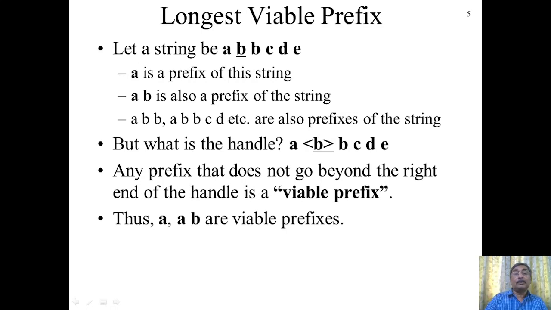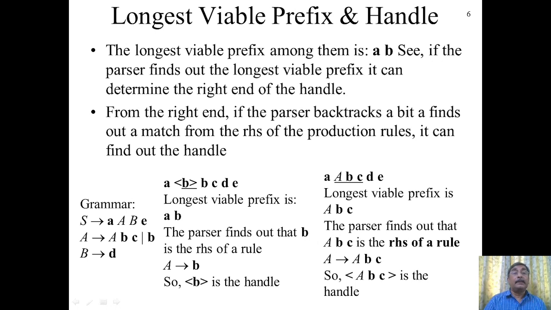So let us look at it in more detail. It's a very interesting slide, and a little stuffed. Please look at it and understand it. In the previous example, the viable prefix was either small a or small a and small b. But beyond that, it is not going to be viable as I am going past the handle. Now, how did I know the handle? I will see that I know the handle, and I know therefore the viable prefix beyond AB is not viable anymore. So see, if the parser finds out the longest viable prefix, it can determine the right end of the handle.